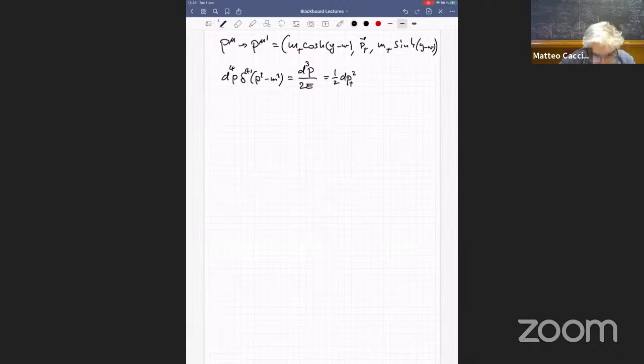dpt squared dy d phi. So you see that I've now rewritten this in terms of the variables that we will typically use in hadron collision: the transverse momentum, the rapidity, and the azimuthal angle. This is particularly useful in many calculations to be able to simply re-express the phase space in terms of this. And so it's clearly Lorentz invariant on the left.